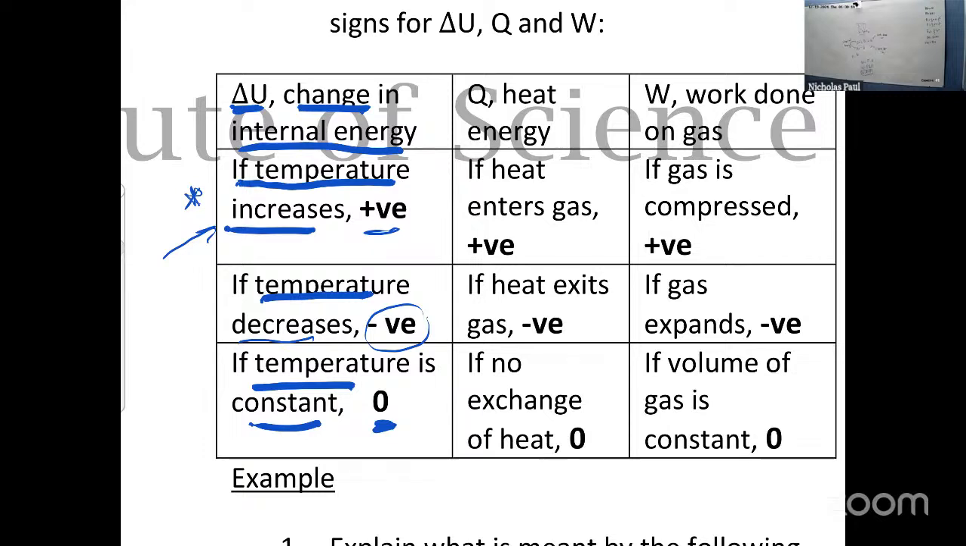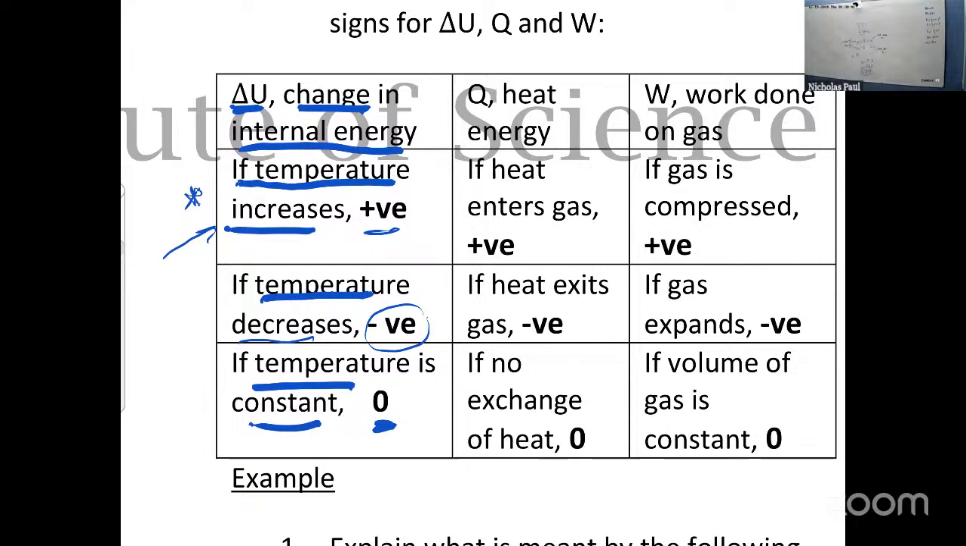Q is the heat energy. If heat enters the gas, positive. If heat exits, negative. If there's no heat exchange, zero. Diane, that makes sense? Second column there. It makes sense for sure.